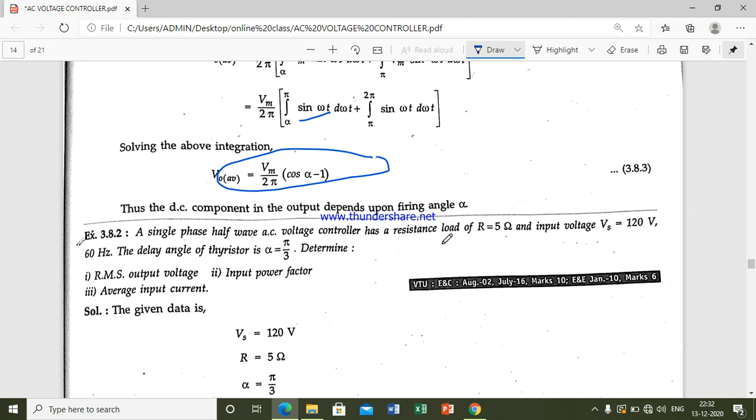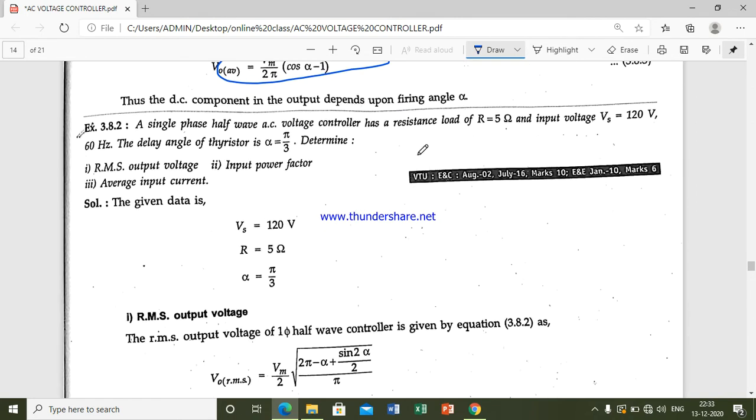So we have another simple problem. Here you can look at this problem. Sometimes it is asked for 10 marks, and in one question paper they have asked this one for 6 marks. We'll see what that problem is.